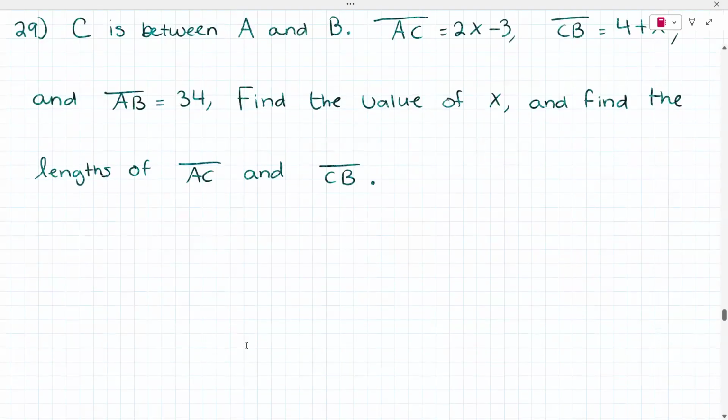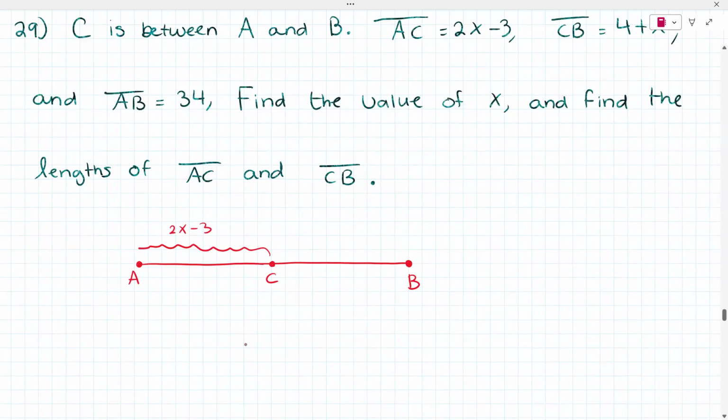So let's draw our image. So C is between A and B. So A, here's C, and here's B. So the distance of AC is 2x minus 3. And the distance of CB is 4 plus x. And they're saying that the total distance from A to B is 34.